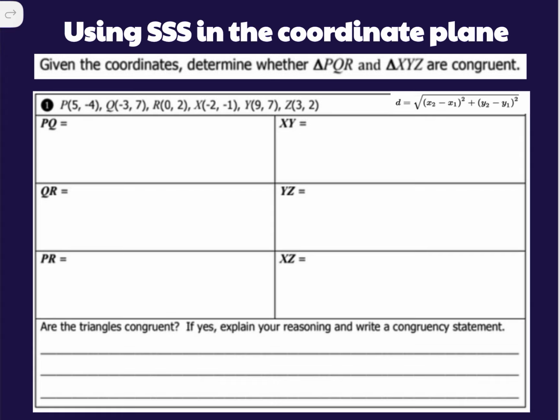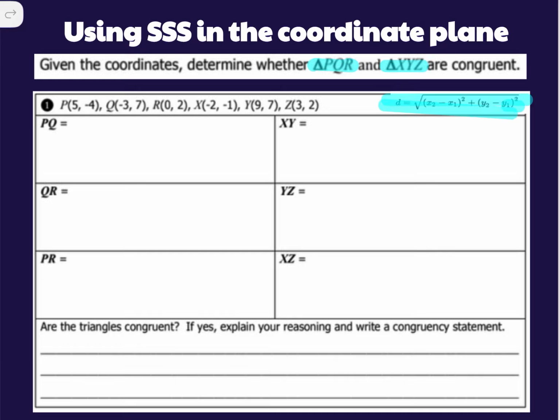In this video, we are going to talk about triangle congruence using SSS, or side-side-side, in the coordinate plane. We're given coordinates, and we're going to determine whether triangle PQR and triangle XYZ are congruent. How do we do this? We're going to find the distance. We're using the distance formula to find the distance between each pair of coordinates that are given.